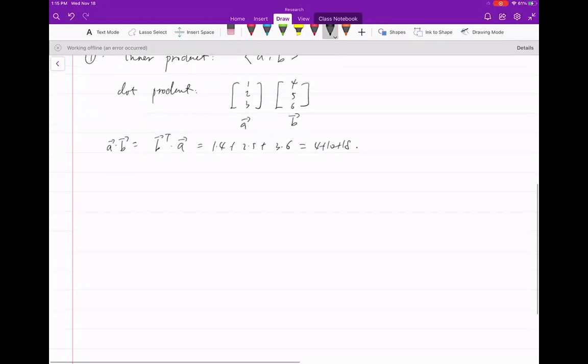Now, according to geometry, it's actually very easy to see A dot B is nothing but the magnitude of A times the magnitude of B times the cosine of theta, where theta is the angle between these two vectors A and B. So this will actually give us a natural way to figure out how similar two vectors are.